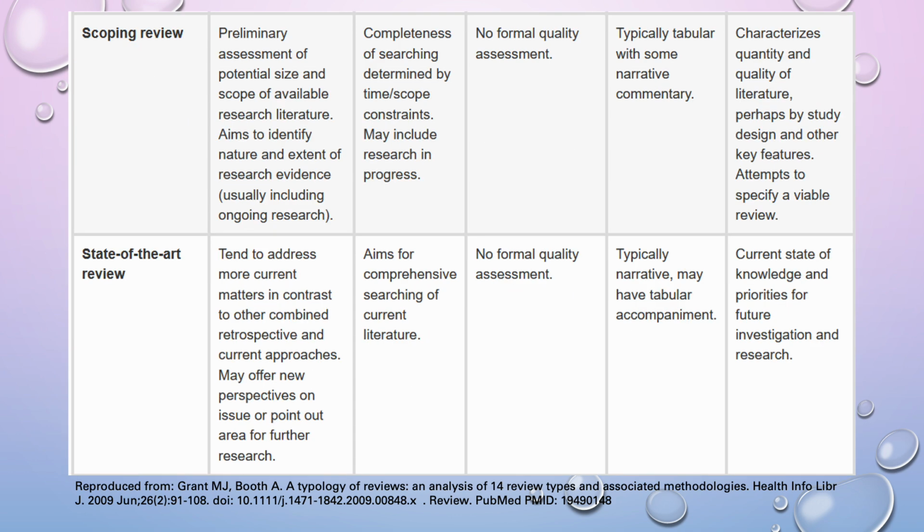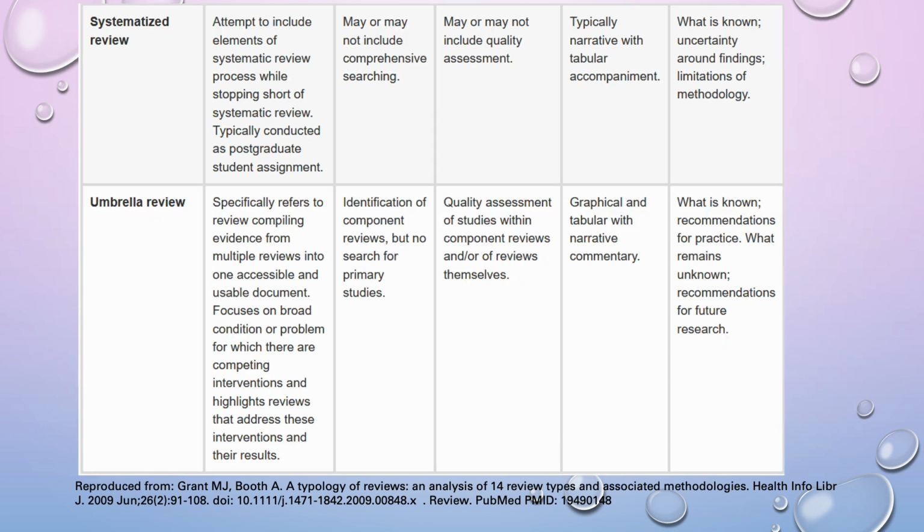A scoping review is a preliminary assessment of the potential size and scope of available research literature. It aims to identify the nature and extent of research evidence, usually including ongoing research. A state-of-the-art review tends to address more current matters in contrast to other combined retrospective and current approaches. It may offer new perspectives on issues or point out areas for further research.